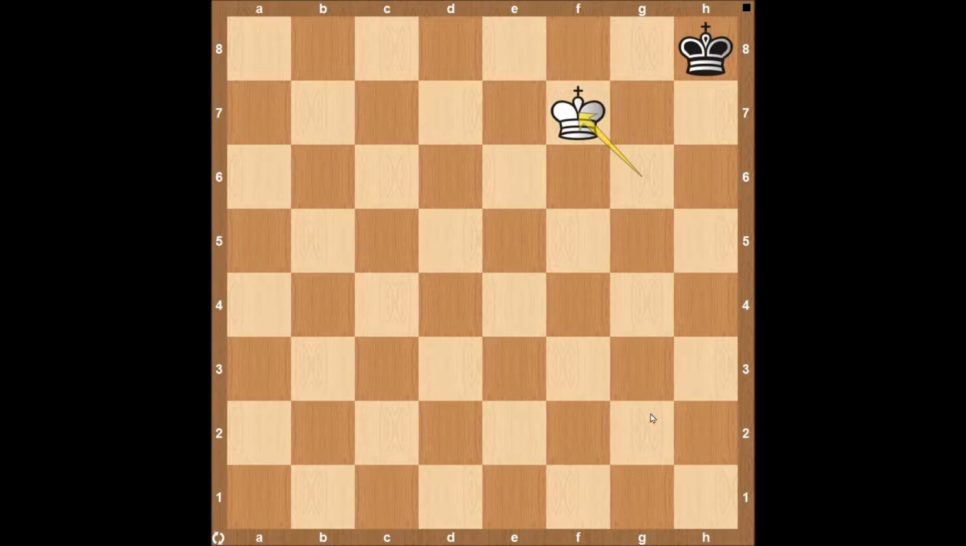So that's an overview of the concept. Quick word from our sponsor, Brilliant, and then we'll come back and look at this in practice so you can see how it actually plays out in your own games.